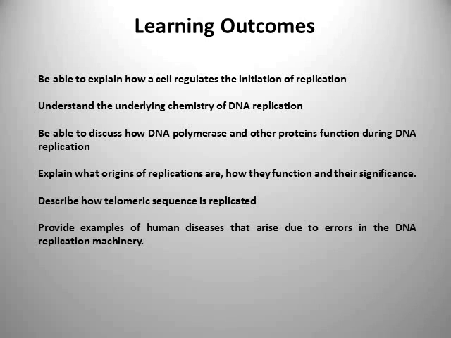You need to explain what the origins of replication are, why they're important, and importantly how they function to ensure that DNA replication is tightly controlled during the cell cycle. And you should be able to also explain what the end replication problem is and how telomerase and telomeric DNA sequences overcome that problem. You also need to be able to give some examples of diseases, and human diseases in particular, obviously, which arise due to errors in the DNA replication machinery or process.